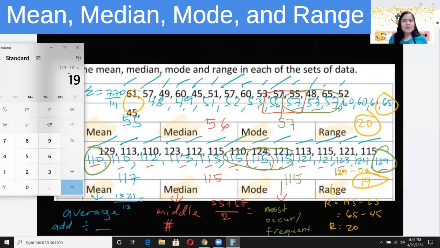That's all for today about mean, median, mode, and range on the given sets of data, or what they call ungrouped data.